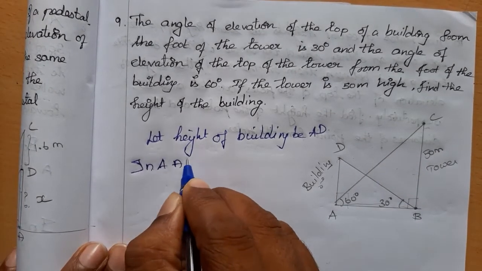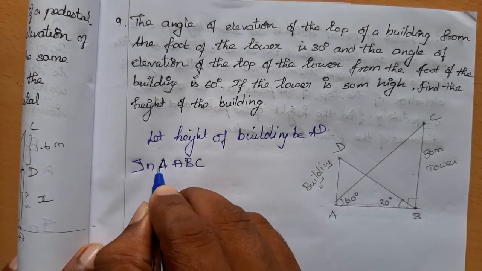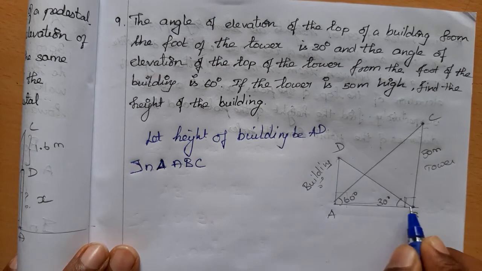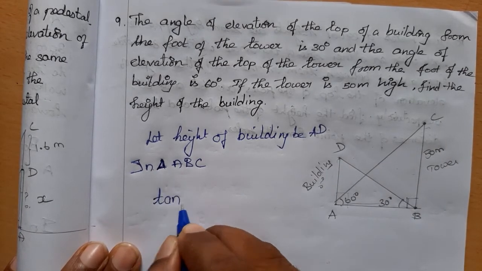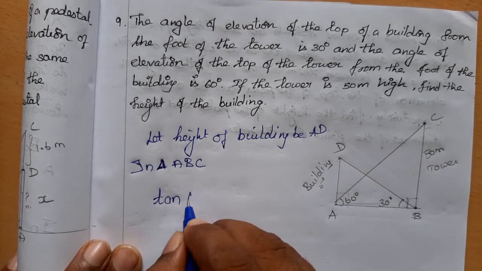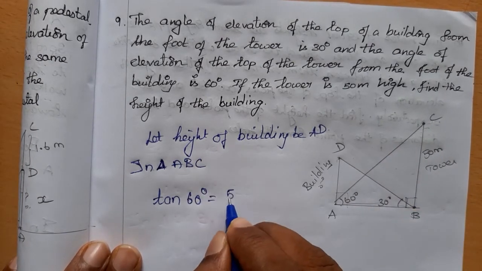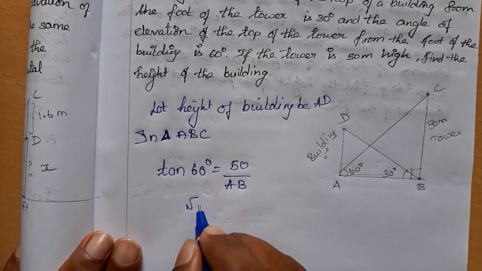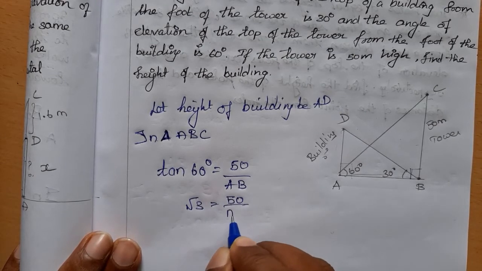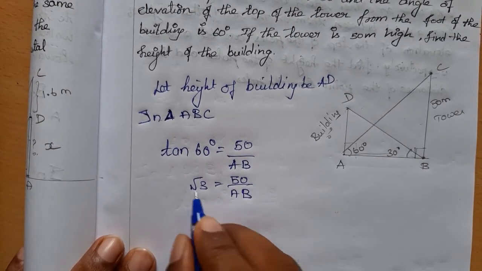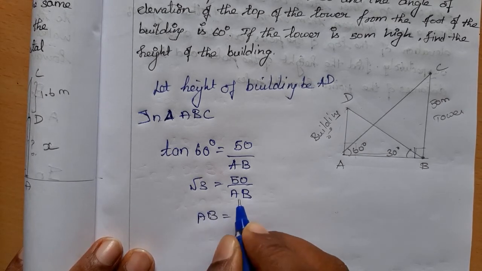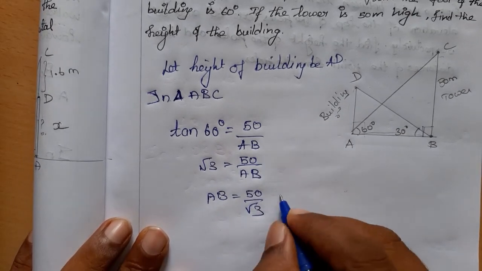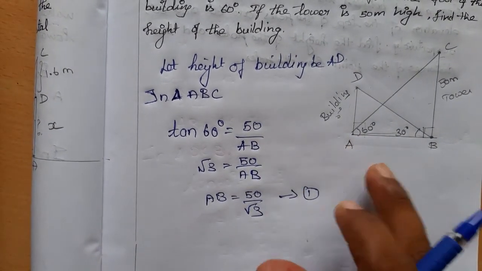So in triangle ABC, this side is opposite to the angle 60, this is 90 degrees, and this side AB is adjacent. So tan of the angle made, 60 degrees, is equal to opposite, 50 meter, divided by the adjacent, AB. So tan 60 is square root of 3, equal to 50 divided by AB. This we rewrite as AB is equal to 50 divided by square root of 3. Clear?